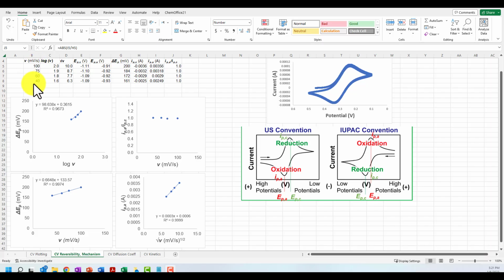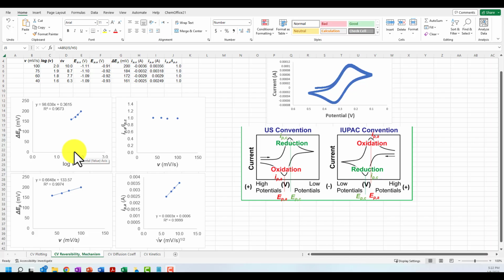As we change the scan rate from 40 to 100, we can see that the delta P goes from 161 millivolt separation to 200. And so that's indicative of a system that's either quasi or irreversible. The larger the delta P, the more irreversible it is. And so that's the first evaluation of reversibility.